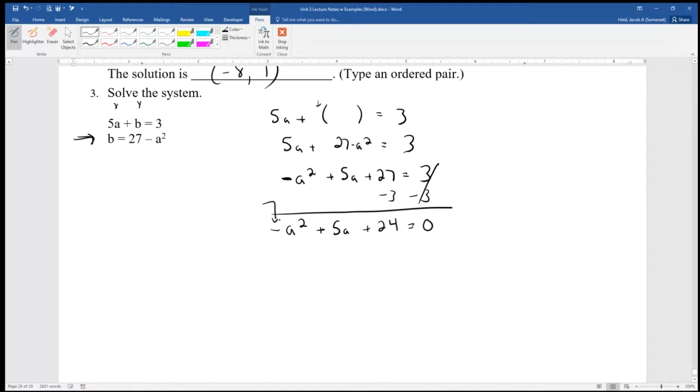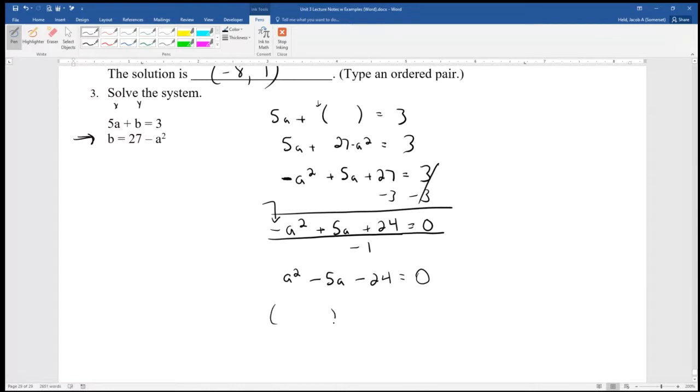Now, I don't like this negative leading coefficient, so I'm just going to divide everything in this problem by -1. Negative a squared divided by -1 is positive a squared. Positive 5a divided by -1 is negative 5a. Positive 24 divided by -1 is negative 24. And 0 divided by anything is still 0. So that effectively just changed all of the signs except for 0, which has no sign.